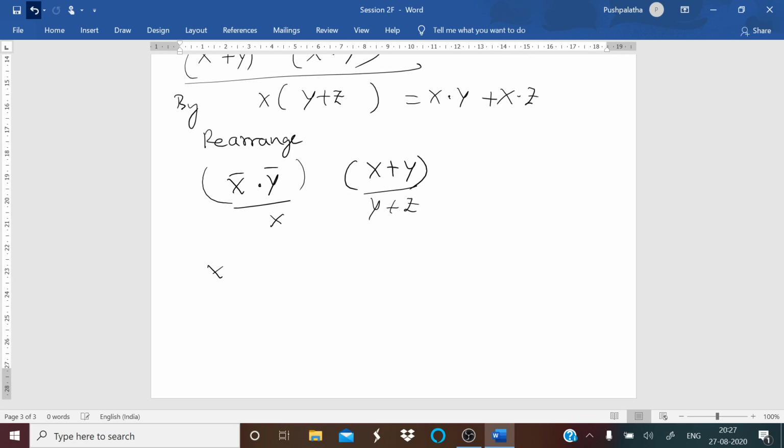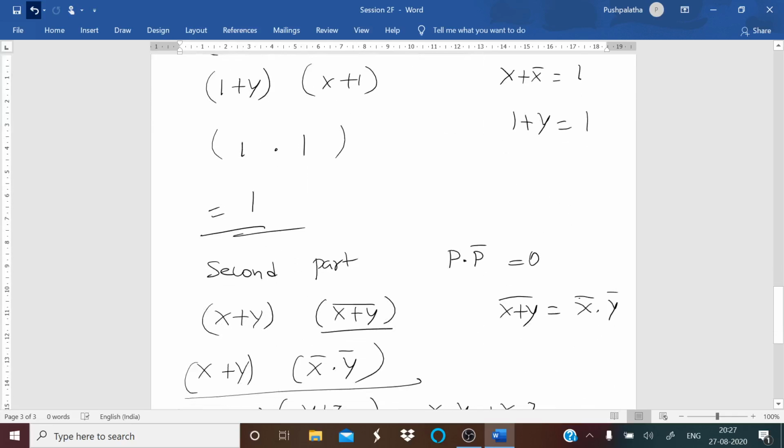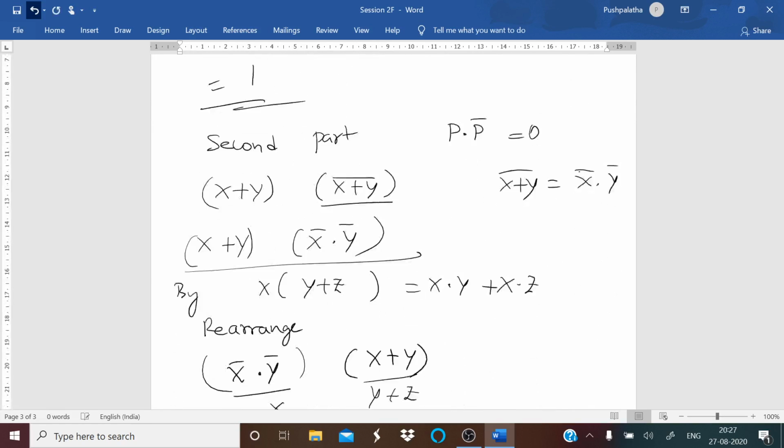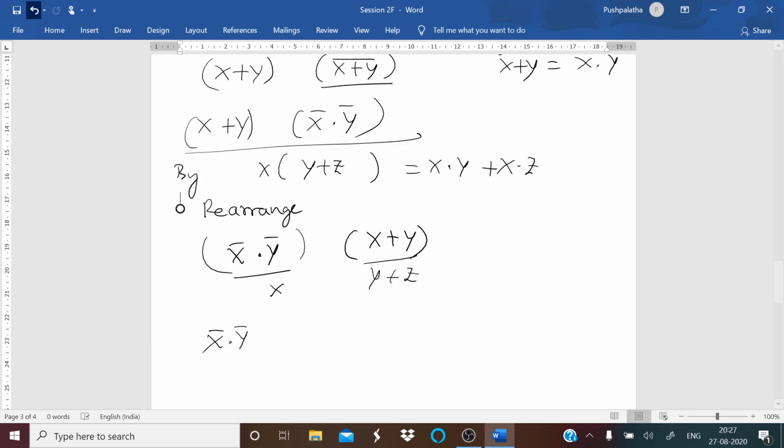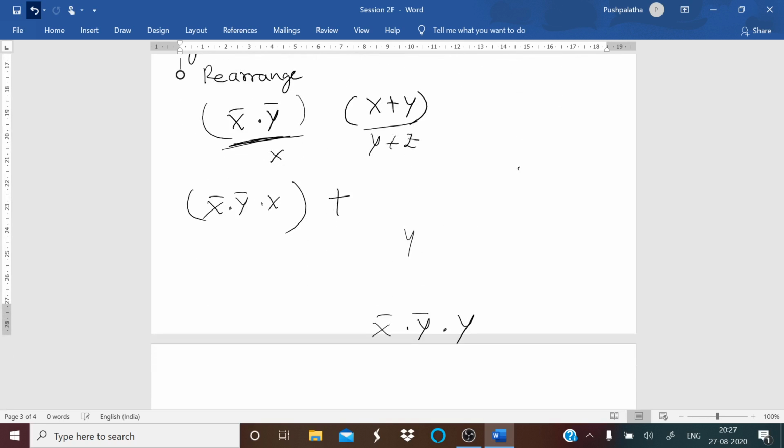So what is x now? x bar into y bar is the value of x. Into y, what is y? x. So into x is one term, plus then x into z. So this is your x, x bar into y bar, into, what is z now? y is your z. So y. This is one term, x bar into y bar into y.